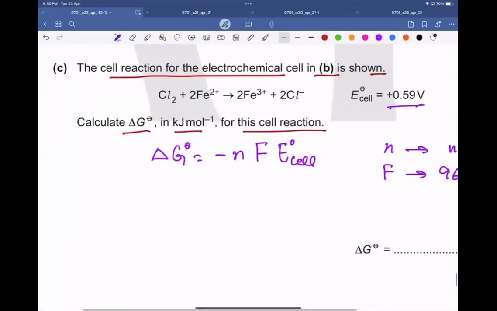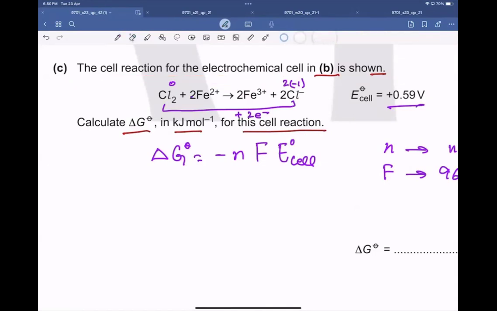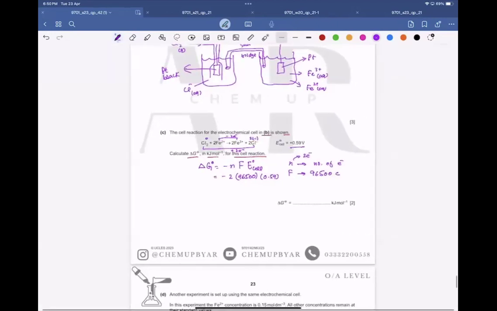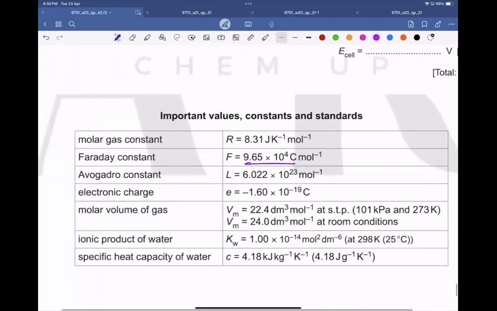Okay. So if you see, the oxidation number of chlorine is 0 and here it's -1, but there are 2 chlorine. So it means 2 electrons are gained. If you see, it's +2 to +3, but it's 2. So 2 electrons are lost over here. So the value of n is going to be 2. Okay. So we are going to put -2. Faraday is 96500. And if you don't remember the value of Faraday, how are you going to find it? Let me show you. And it's positive 0.59. So see, here we got the constants. Here it's provided to you.